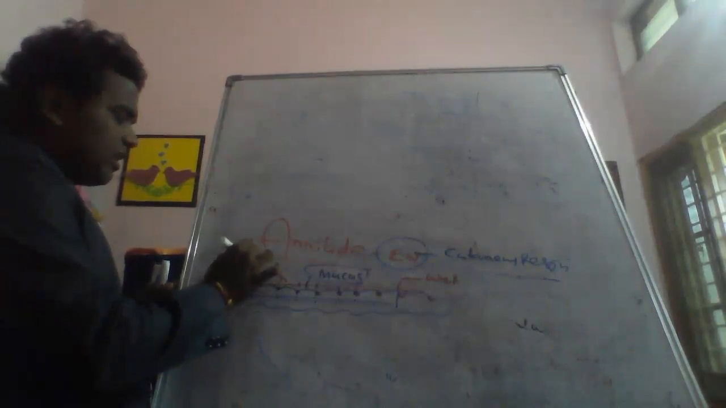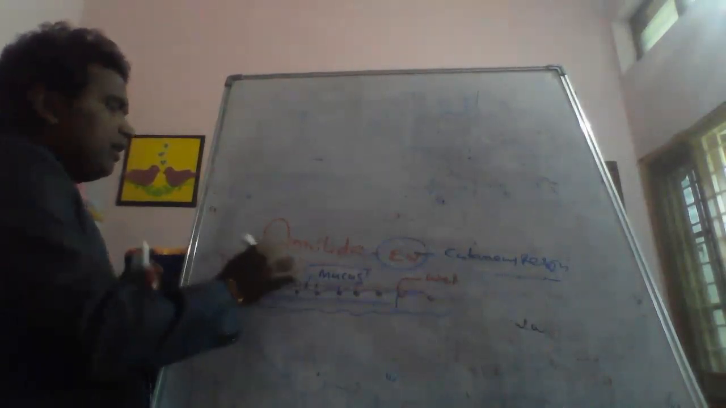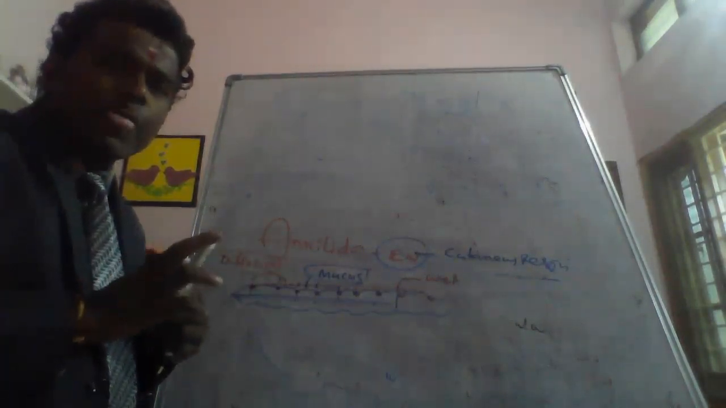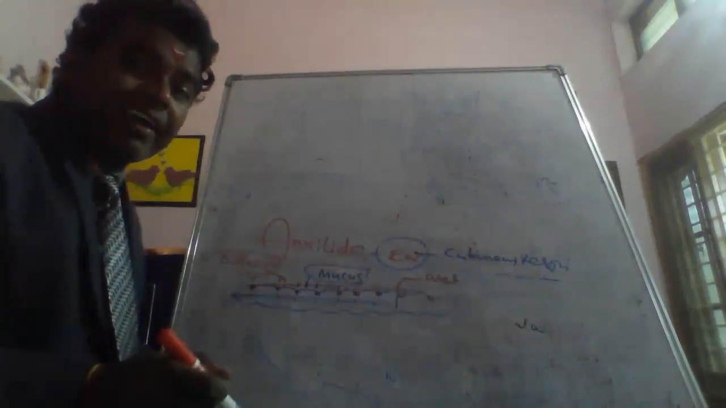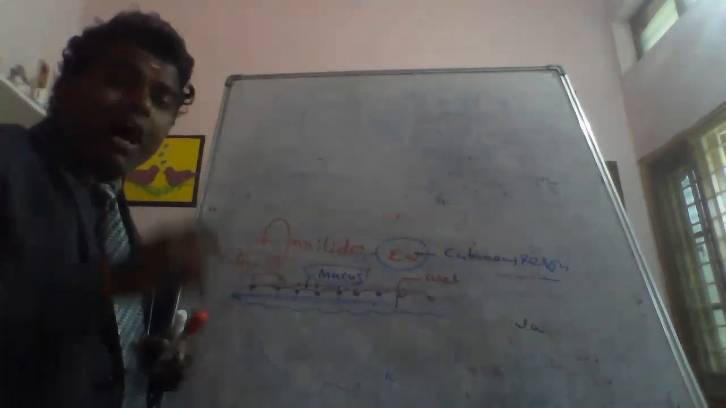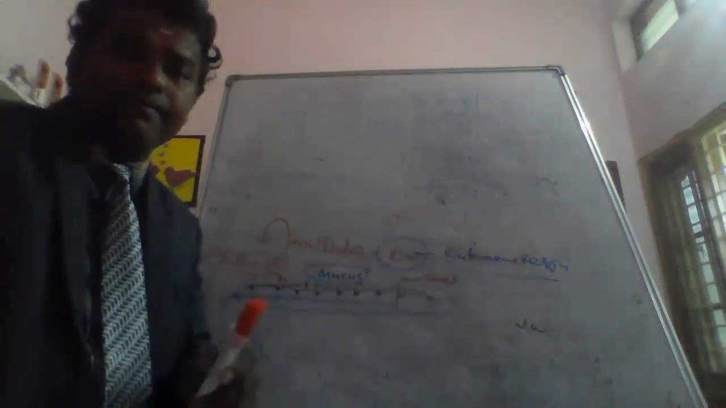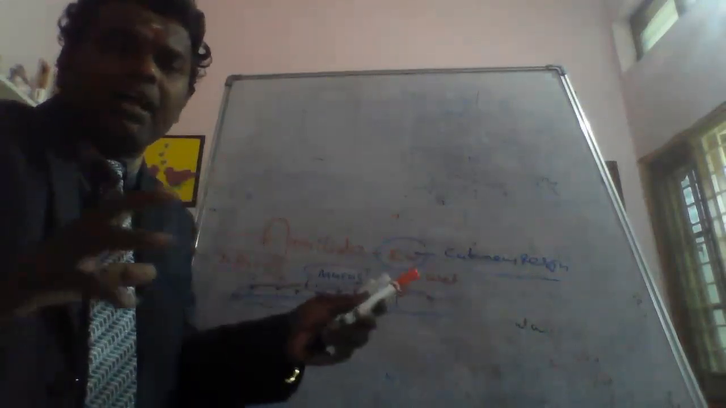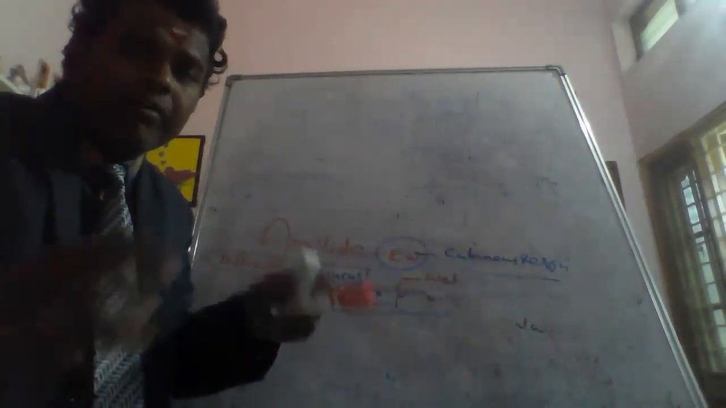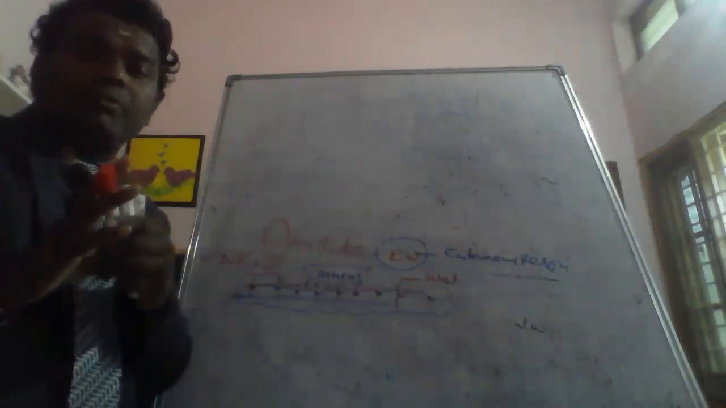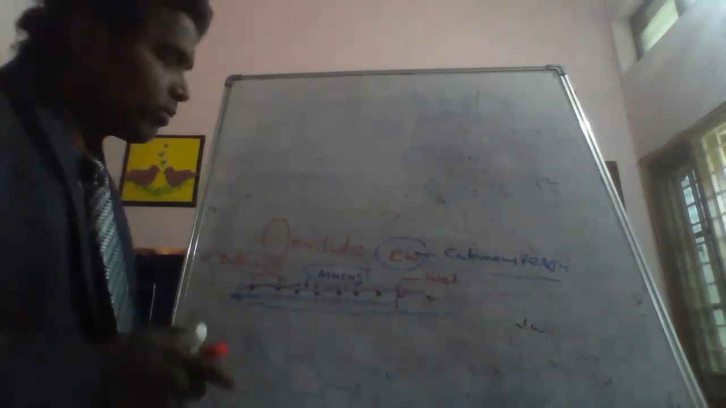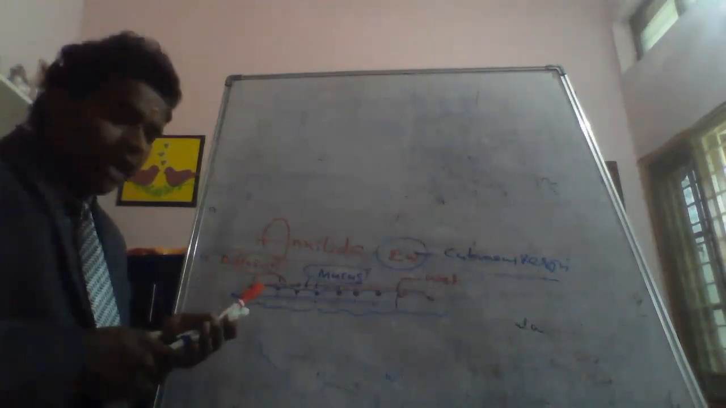The principle is called diffusion. Cutaneous respiration takes place, of course. What principle is involved here? Here the organ is cutaneous, that organ is skin. The skin is the respiratory organ in the earthworm, that is skin only. That's why it is cutaneous respiration. But what principle is involved here? Diffusion.